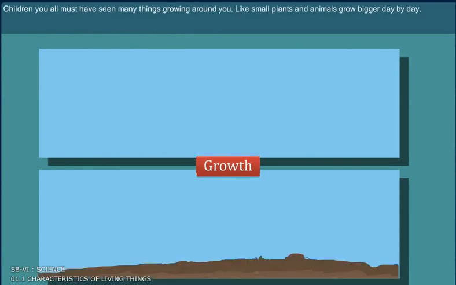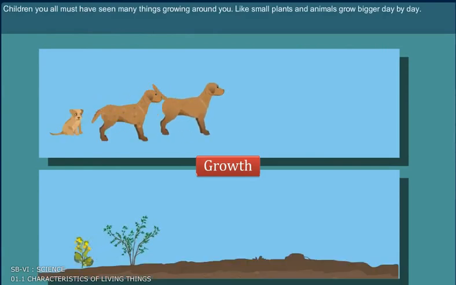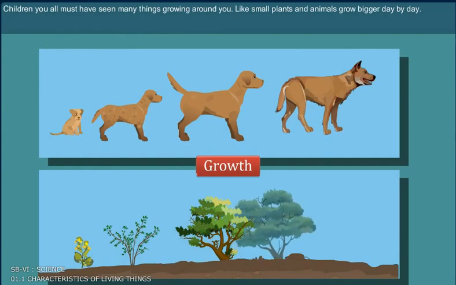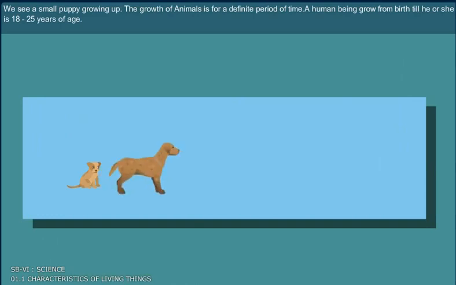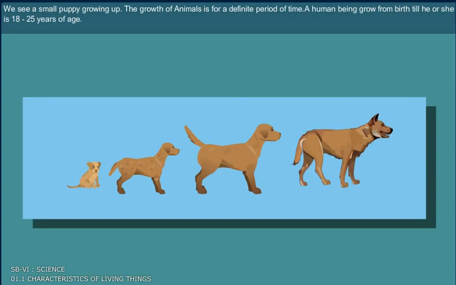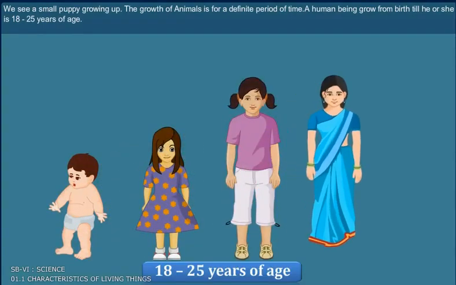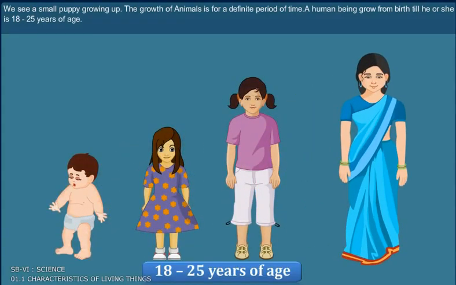Growth. Children, you all must have seen many things growing around you. Like small plants and animals grow bigger day by day. We see a small puppy growing up. The growth of animals is for a definite period of time. A human being grows from birth till he or she is 18 or 25 years of age.